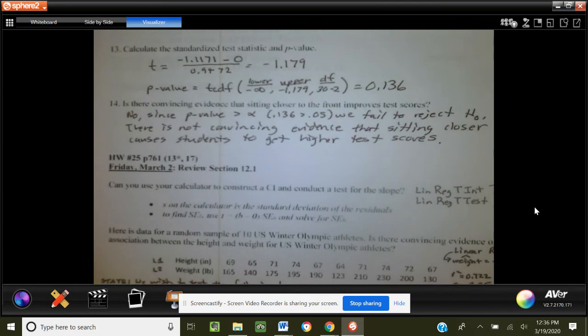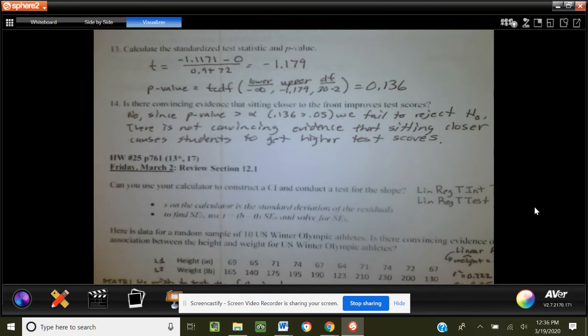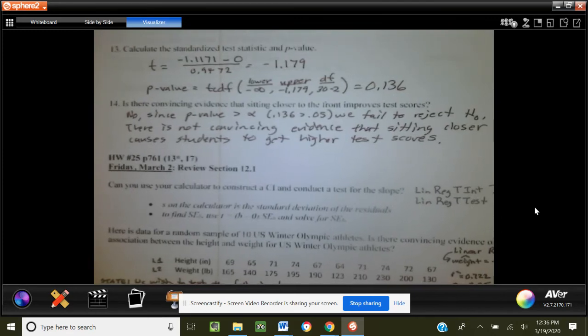With a t test statistic, you use tcdf to get a p-value. Since it's negative, we're going to treat it like a less than, and our alternative hypothesis is also less than, right? So we'll go from a lower of negative infinity up to an upper of negative 1.179. Our degrees of freedom is 30 minus 2.